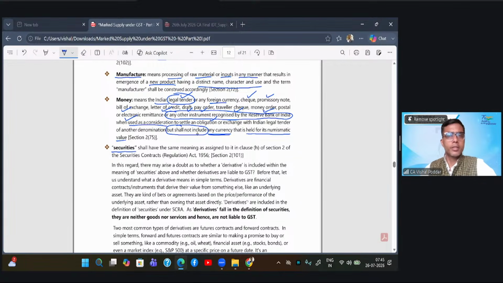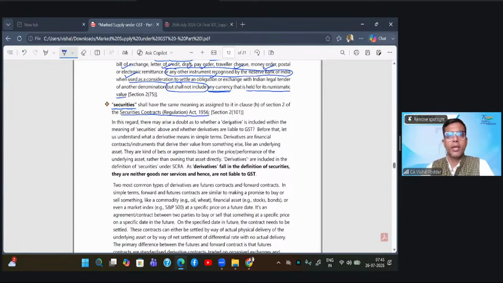Then comes securities. Again, securities are outside GST because they are neither goods nor service. Again, the definition of securities has to be taken from SCRA. Now, as per SCRA, what is security? So all types of shares, debentures, etc. All these are securities.